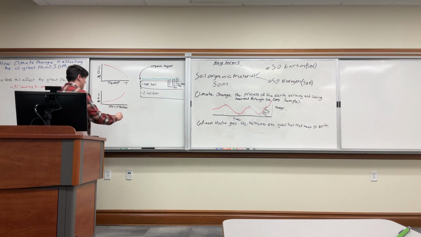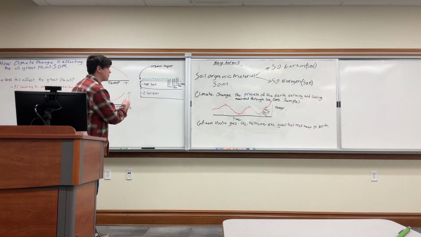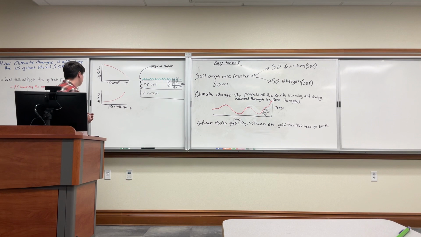But with precipitation, it's the opposite. SOMs perform opposite when it starts to rain. As it precipitates more, like during springtime when it rains more in the Great Plains area, we have an increase in SOMs, which are our soil organic carbon and nitrogen. So as precipitation increases, our SOMs increase in the soil, and how we measure that is through soil sampling.